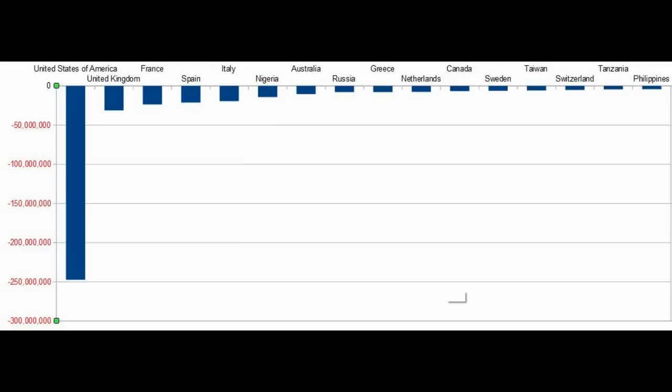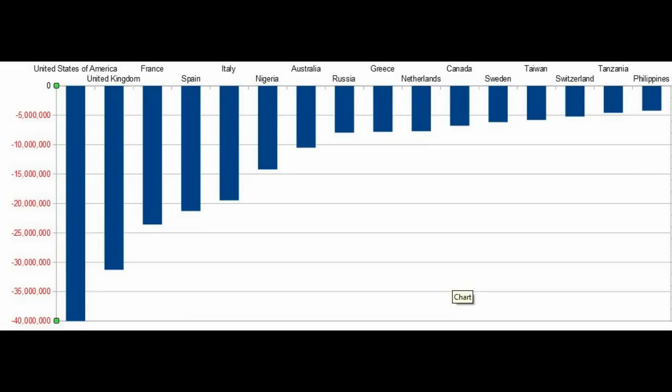And now this is the net population loss. Again, you can see 250 million there, or about, is the United States. So these are the countries that lose population. You can see again what an outlier the United States is, just like India was on the positive side. So again, I rescaled the y-axis just to make it easier to see the rest of the countries. So you've got the US of A, United Kingdom, France, Spain, Italy, Nigeria, Australia, Russia, Greece, the Netherlands, Canada, Sweden, Taiwan, Switzerland, Tanzania, and the Philippines.